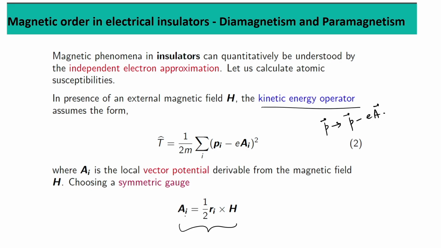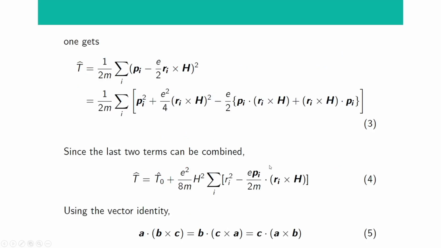And one can fix a gauge, and usually it is more sensible to talk about a symmetric gauge. Symmetric gauge means if H is in the Z direction, A will have components both in the X and Y direction. That is called a symmetric gauge. And symmetric gauge for a constant H is represented by this half R cross H, where R and H and I, all of them are vectors.